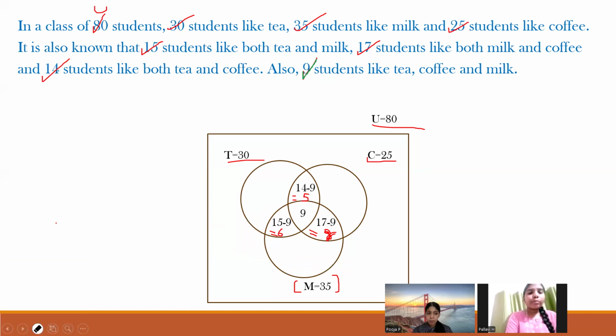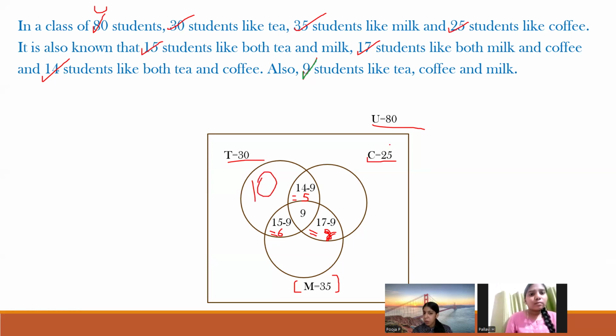how will we calculate? They have given T is 30. People who like T is 30. This entire circle is T, the people who like T. Among them, 9 plus 6 plus 5 are already placed. So this is 30 minus of 9 plus 6 plus 5. 6 plus 5 is 11. 11 plus 9 is 20. So this region is 30 minus 20, which is 10.